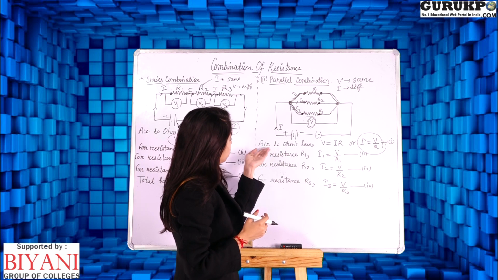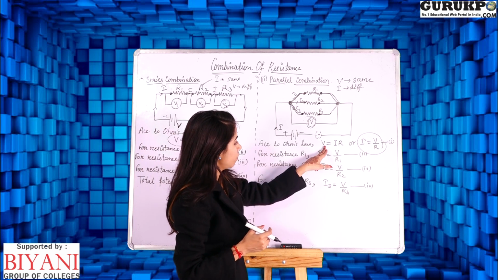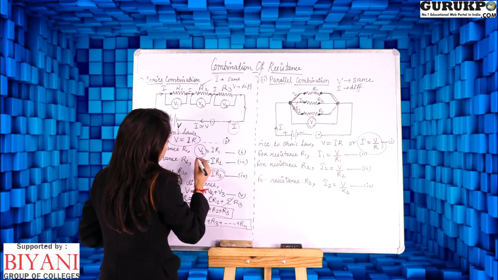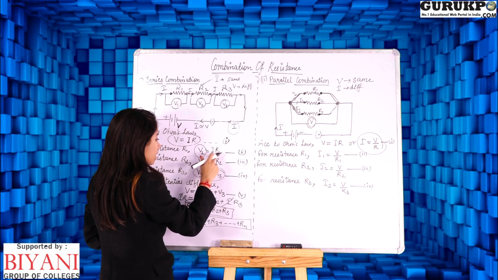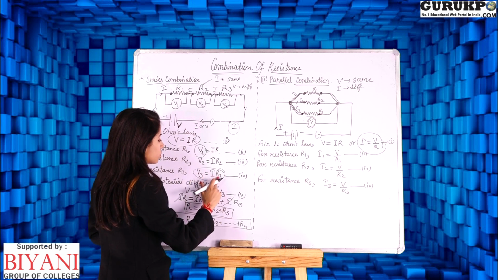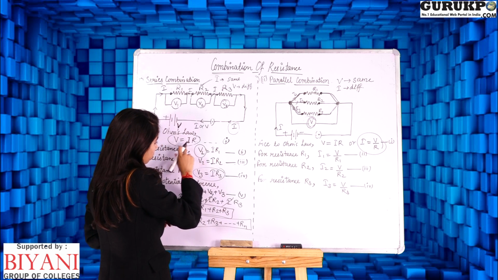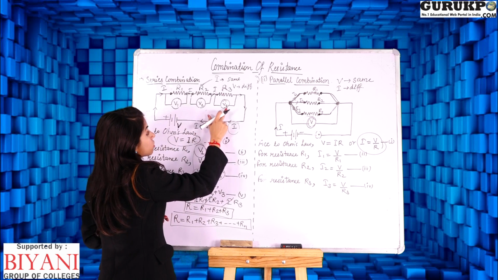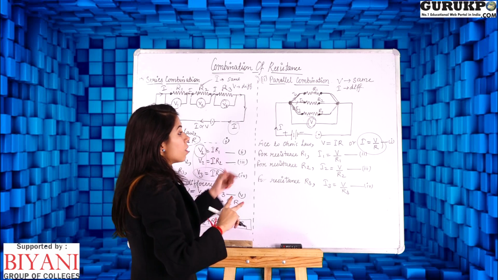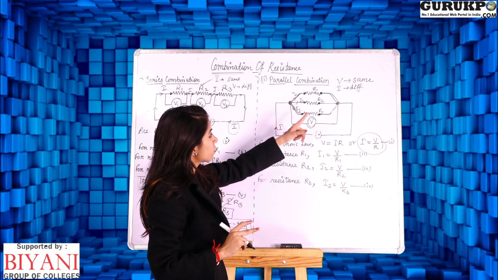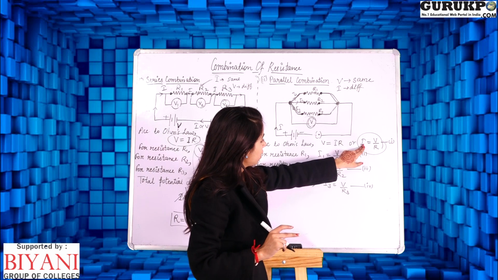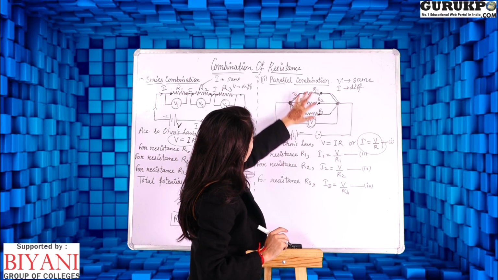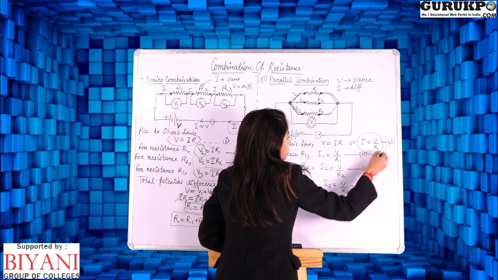Now let us write Ohm's law. According to Ohm's law, V is equal to IR. Now in the case of series combination, we had written that V1 is equal to IR1, V2 is equal to IR2, V3 is equal to IR3. That means we wrote Ohm's law in the form of potential difference, because the potential difference was different in all the 3 resistances. But in parallel combination, what is different? I is different, so I will be written as V by R. Now we will write Ohm's law for all the 3 cases in this form.